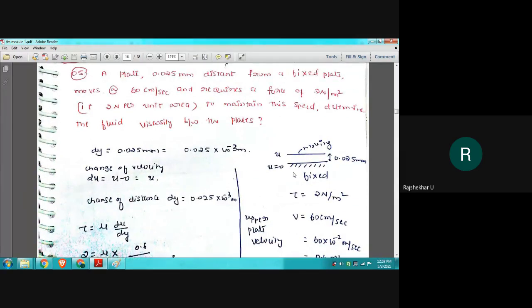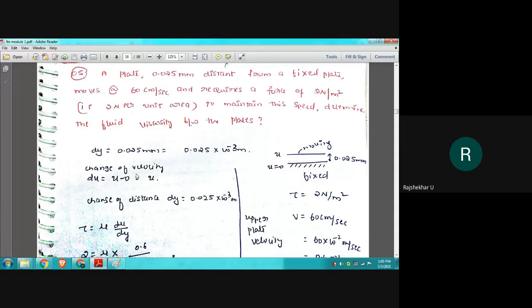Again, if you look at the given parameters, the distance between the two plates is given. This is the fixed plate, this is the moving plate, and the distance between the two plates is 0.025. So the distance between two plates is dy. It is given in mm, so this is converted to SI unit, meters.